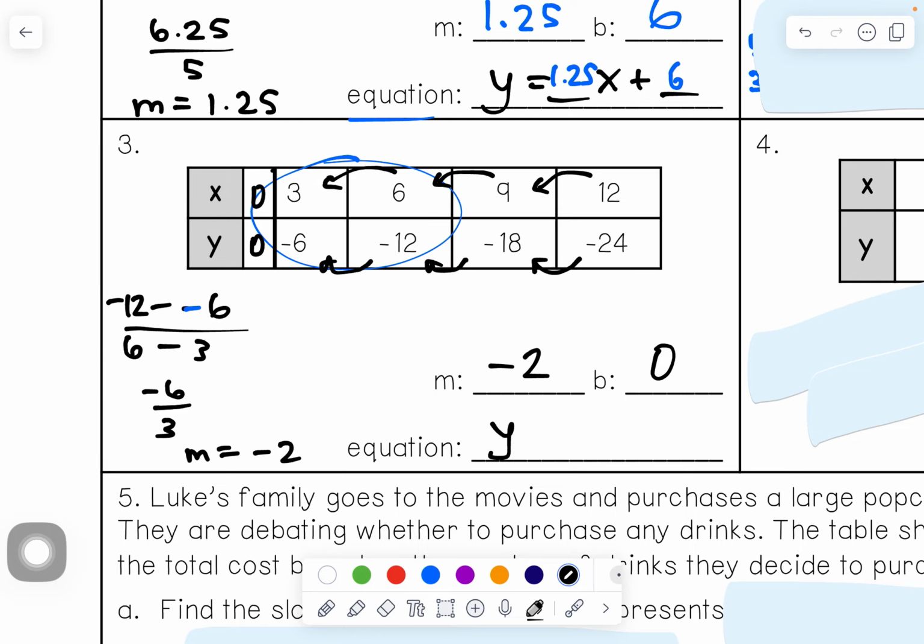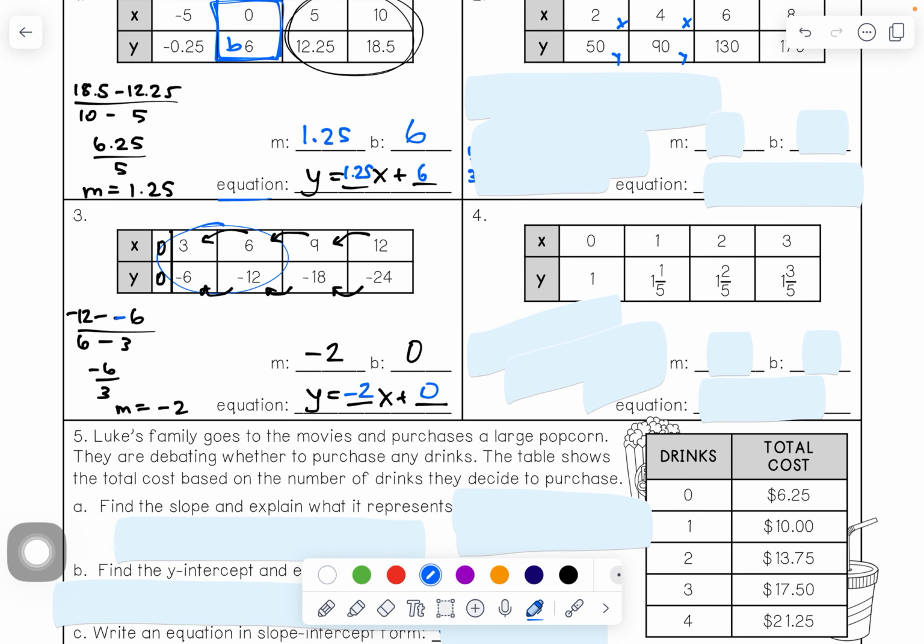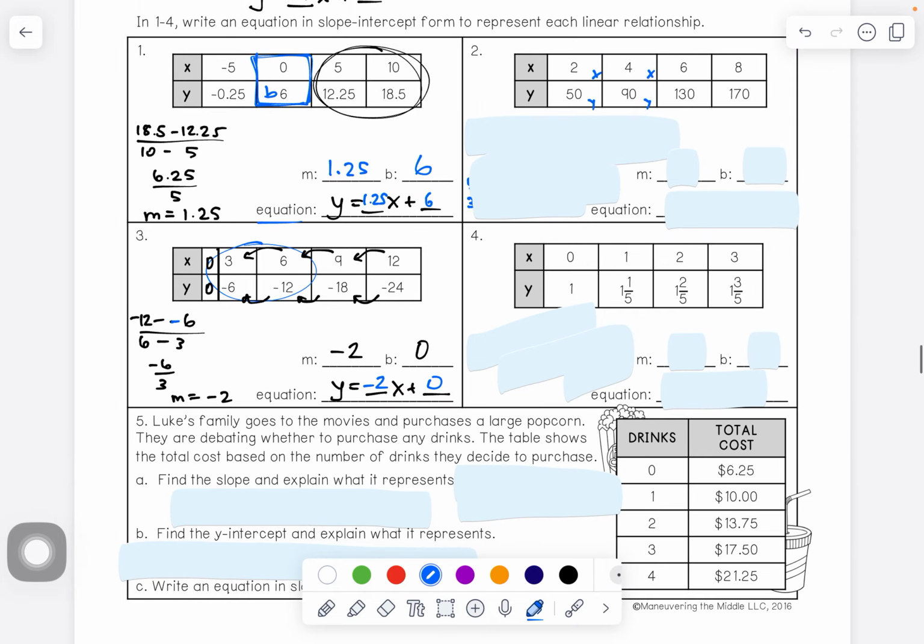So again, fill in y equals mx plus b, right? So I'm going to go -2 for m and 0 for b. All right, go ahead and pause the video and try these other 3 examples. They're just like those 2. Find your m value, find your b value. Some of them might be in the table, some of them you might have to use patterns to find, and then check back in for your answers.